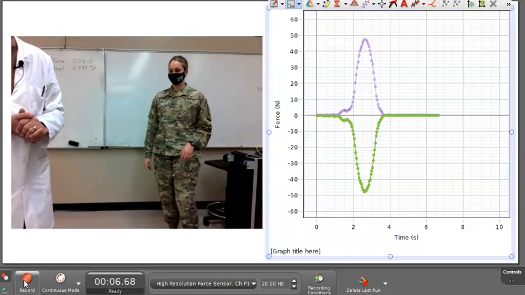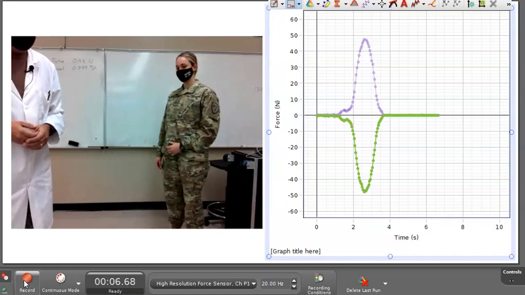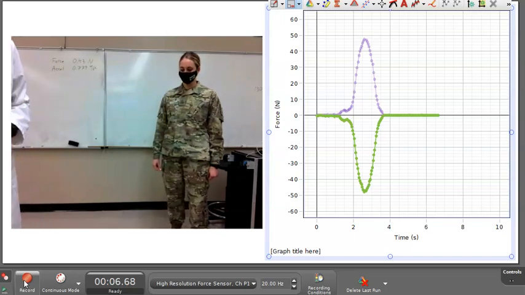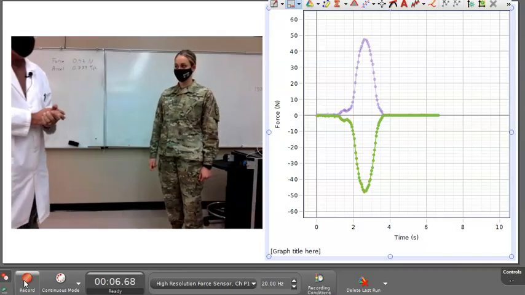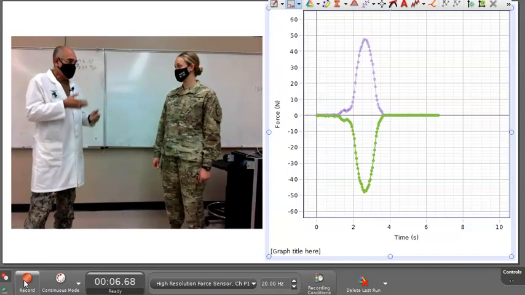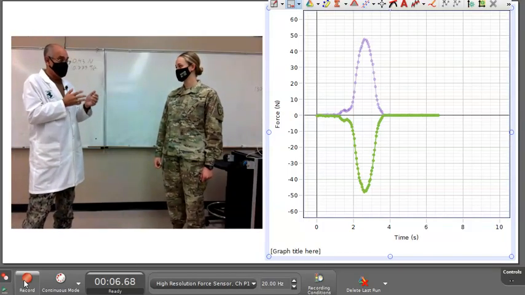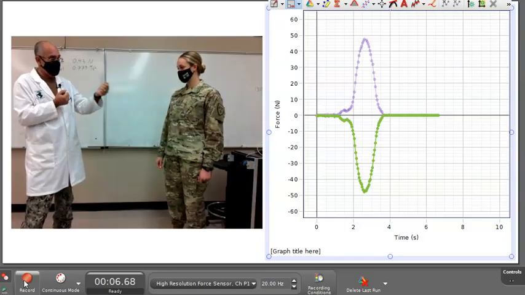So question 2-2, how did the two pulls compare to each other? Was one significantly different than the other? And how did your observations compare to your predictions? So the comment here is this is a perfect example of Newton's third law. A force is an interaction between two objects. So if I'm pulling on you, you're pulling on me.